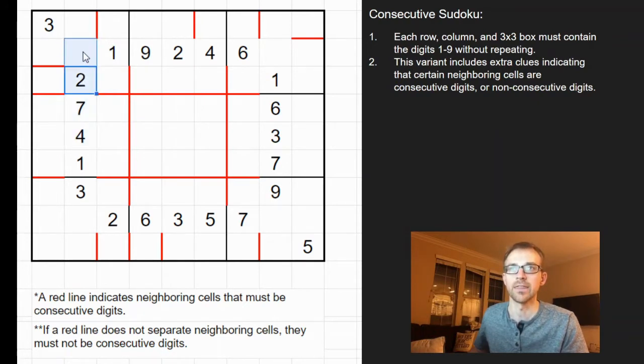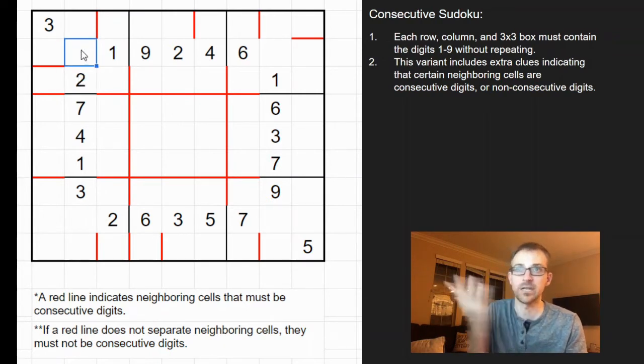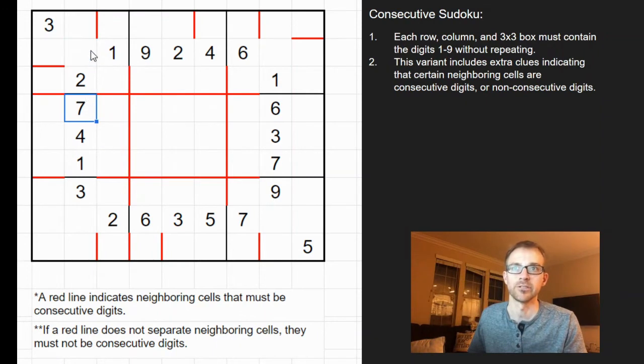So if we look at this cell, for instance, it could not be a 3 because it's right next to a 2. It could be, say, a 7. Well, there's a 7 there, but you get my point. It could be any digit that's non-consecutive to a 1 or a 2. So that's it as far as the rules.